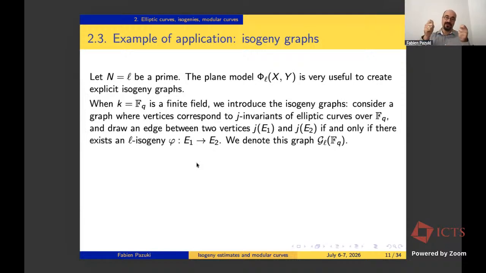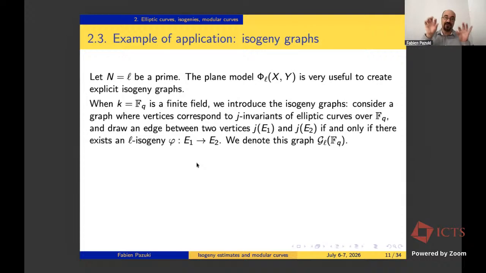So you pick 2 points. They correspond to elliptic curves. And if there's no isogeny of degree L, cyclic, of course, it's a prime, so it's going to be cyclic, then you don't draw anything. They're disconnected. But if there exists an isogeny, at least one, between E1 and E2, then you draw a line. That's the graph. Yeah? And nothing tells you that the graph will be connected.